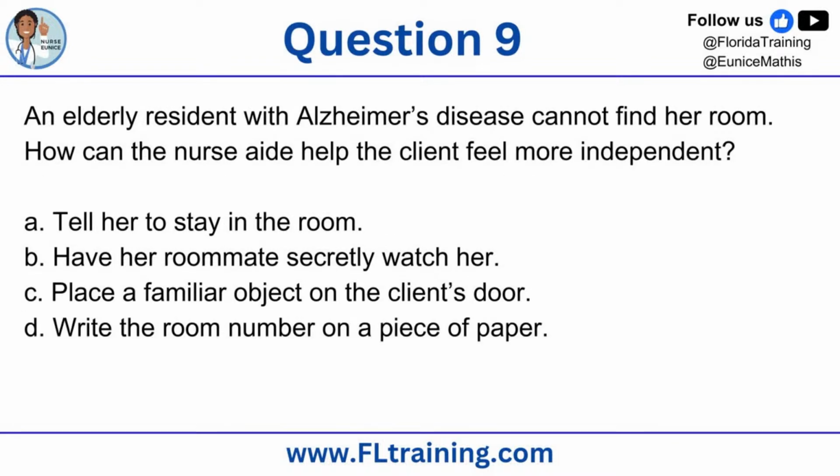An elderly resident with Alzheimer's disease cannot find her room. How can the nurse aide help the client feel more independent? A, tell her to stay in the room. B, have her roommate secretly watch her. C, place a familiar object on the client's door. D, write the room number on a piece of paper.